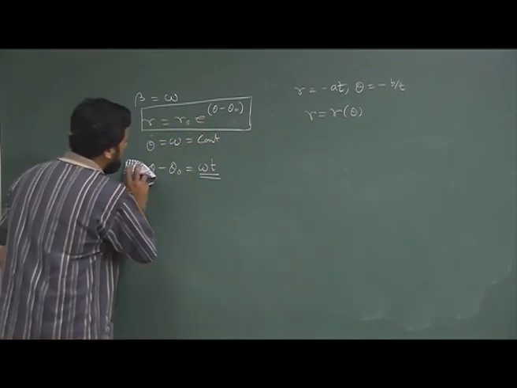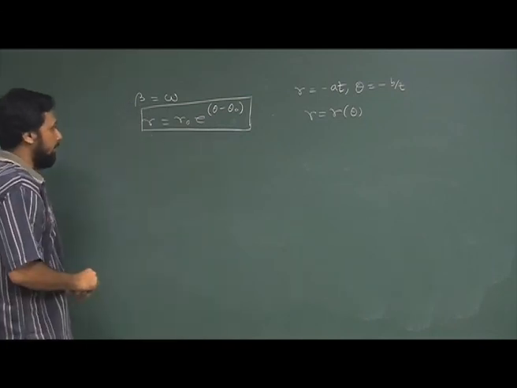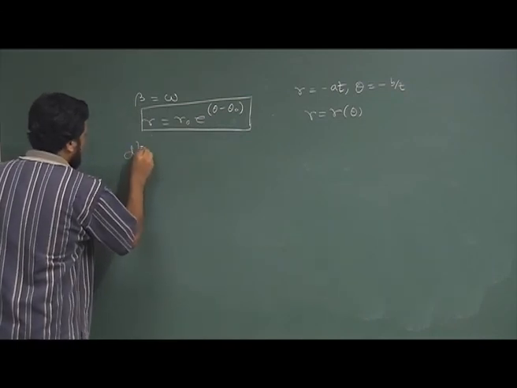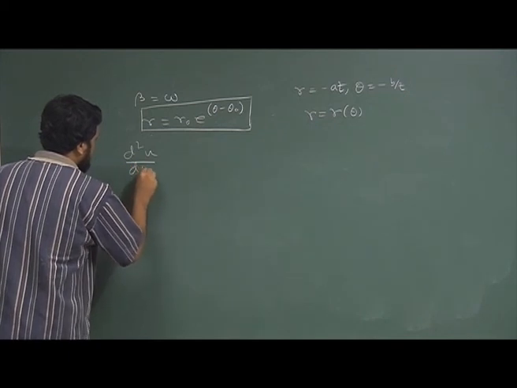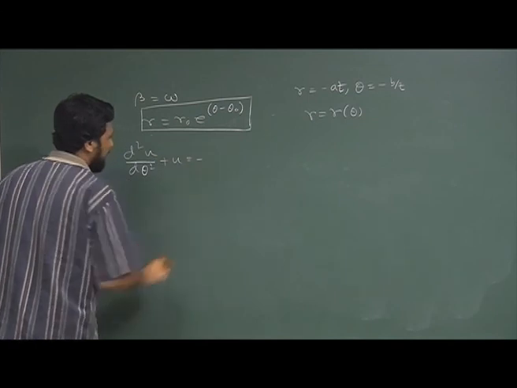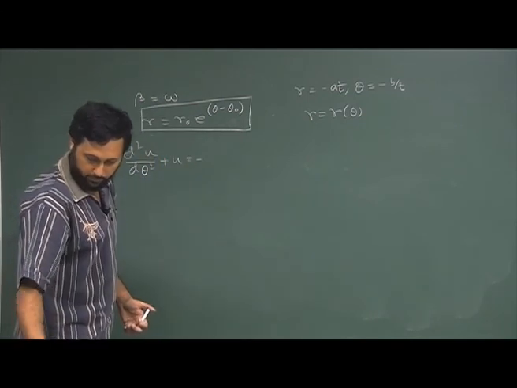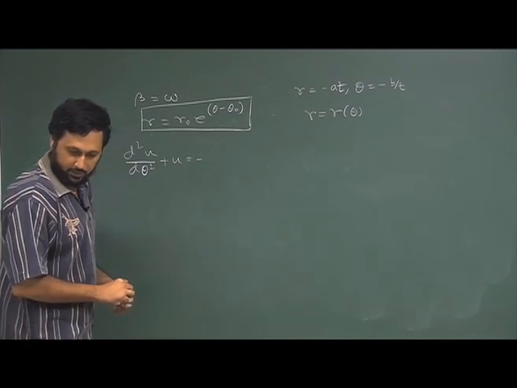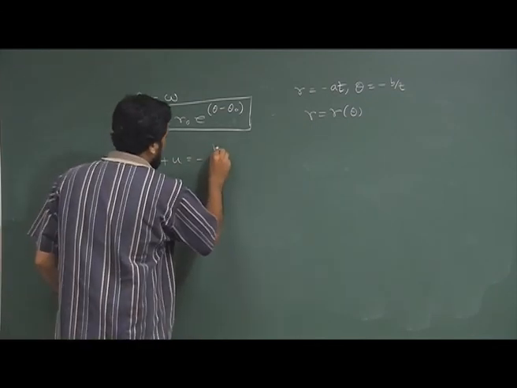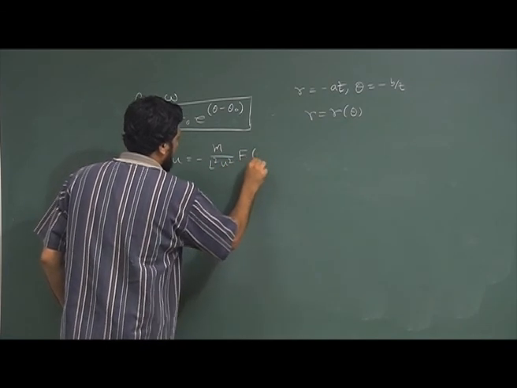Now, what we need to do is find out the law of force, which is f of r. Now, recall that d2u by d theta 2 plus u equals minus m by L square u square f of u. I always forget this expression.